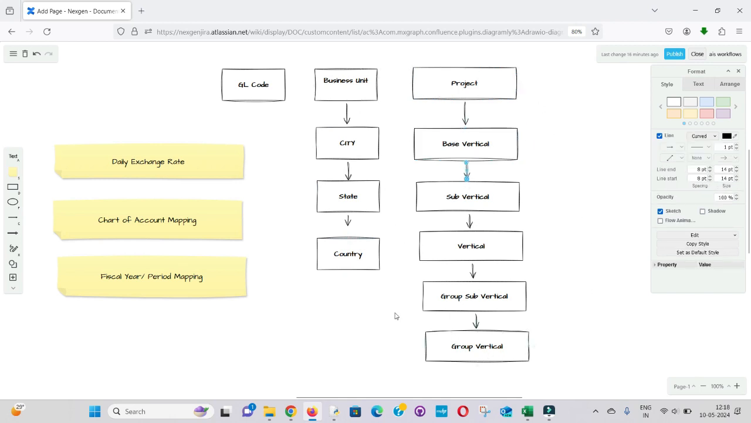What is the benefit of this? You can generate any report at any level, at any combination. If you want to see your operations at city level, you can generate the operations at city level.